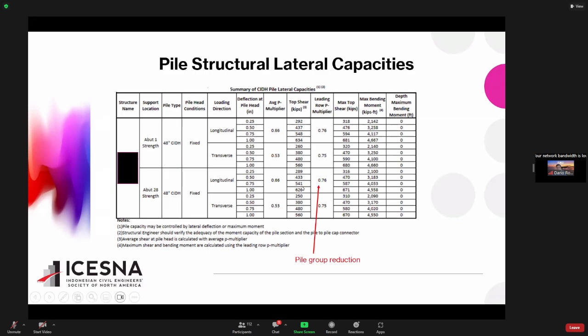So this is the pile group reduction or pile multiplier. I don't know if you're aware or not. When you have a group of piles, your capacity goes down, right? So this is what we call P multiplier, to basically account for the group reduction. Right? And you use this to design the rebar of your pile. You know the maximum moment, maximum shear. You use that value to design your rebar or reinforcement.